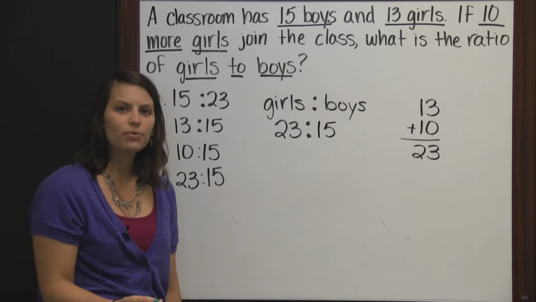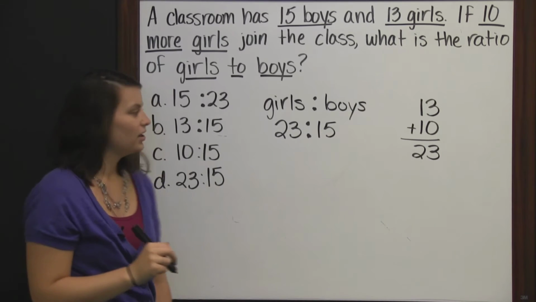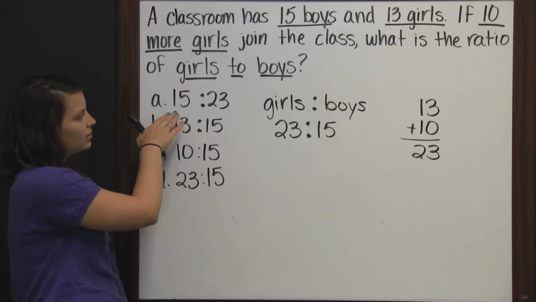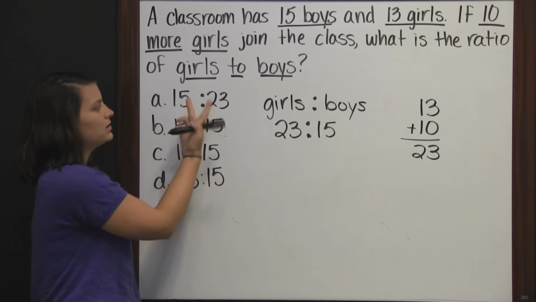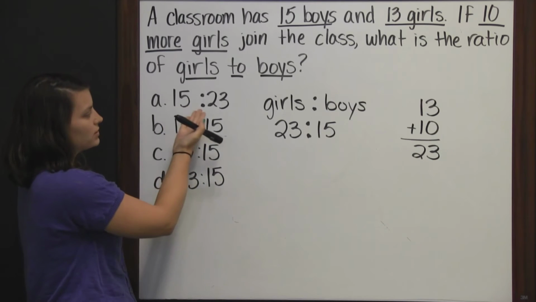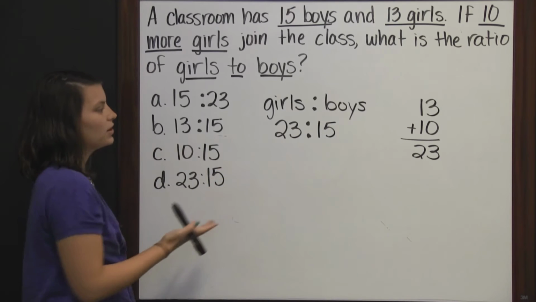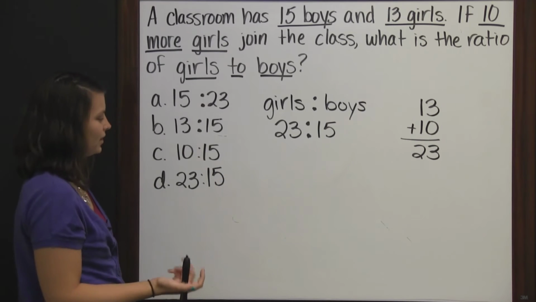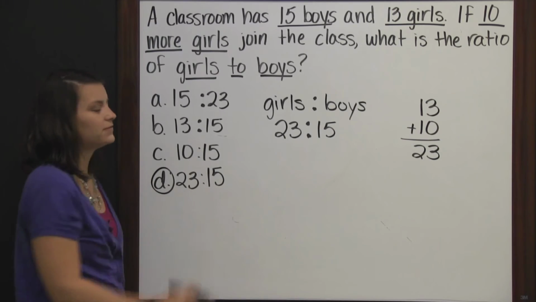And it is very important that the ratio is written in the way it's asked to be written. So if you look at A, you can see it's the same numbers that we have, 23 to 15, except it's reversed. And so that would not be the ratio of girls to boys. This is the ratio of boys to girls, which is not the same. So our answer is answer D, 23 girls to 15 boys.